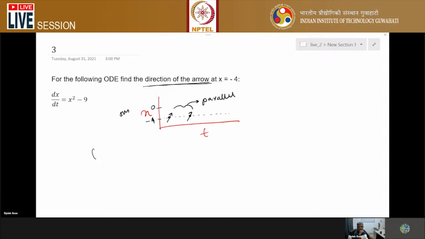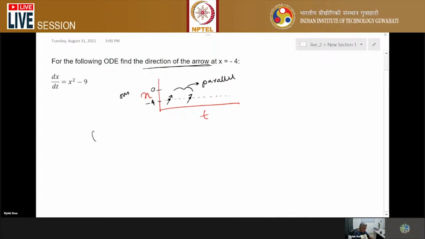I'll wait for 1 or 2 minutes. Up arrow, said Raju. Let us check whether it is correct or not. dx/dt equal to x square minus 9. So replace x by -4, right? So it will be (-4) whole square minus 9. So that is 16 minus 9, so it is a positive value. How much positive? It is 7, right? So it will be an up arrow.